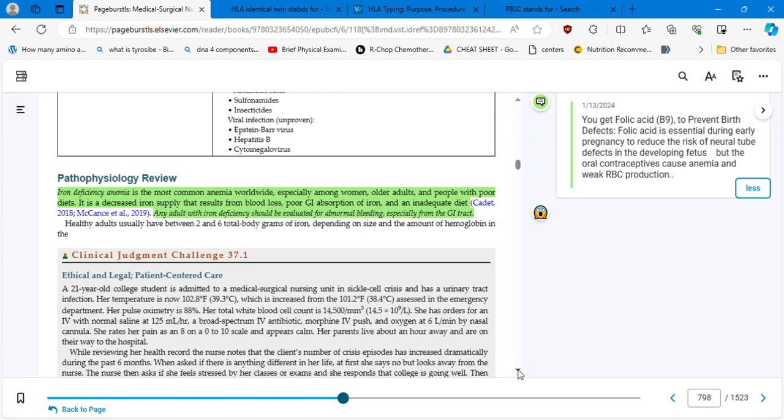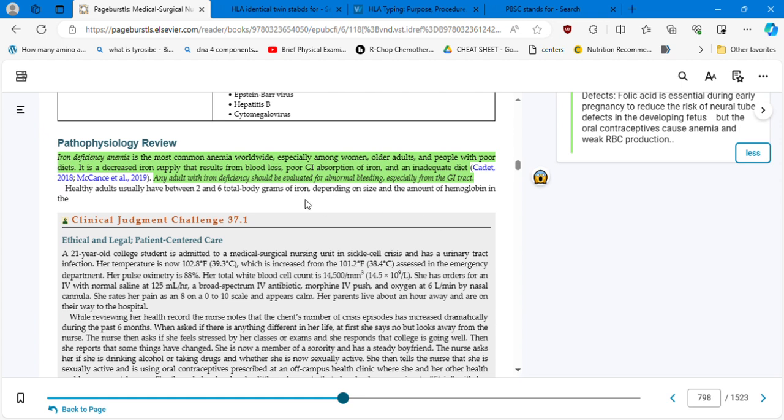Iron deficiency anemia is the most common anemia worldwide, especially among women, older adults, and people with poor diets. Again, the diet is very important, your nutrition. It is a decreased iron supply that results from blood loss. Blood loss could be related to your menstruation. If you have fibroids, the menstruation is going to be heavy.